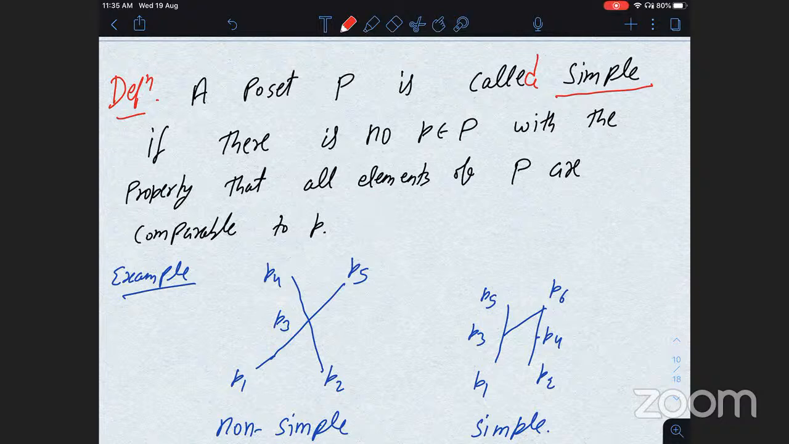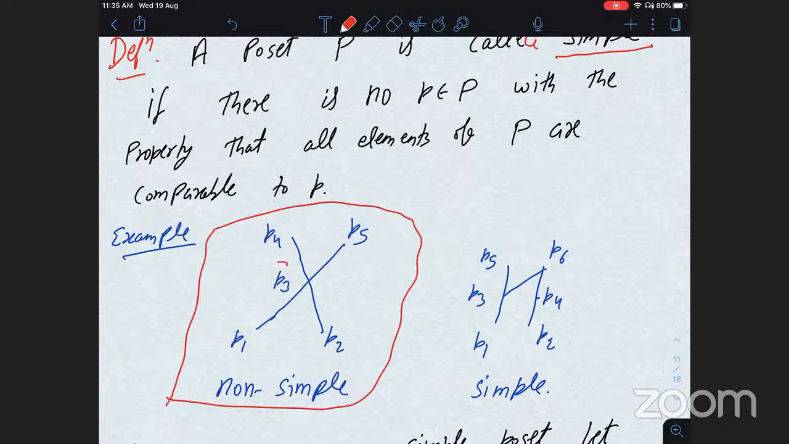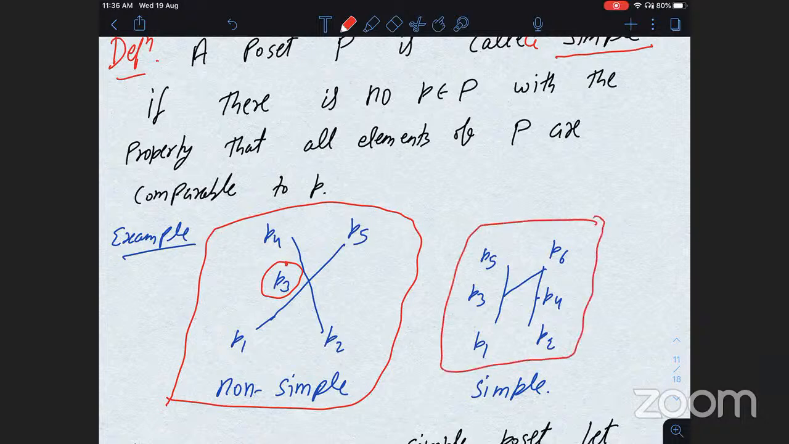For example, if we consider this particular poset, we have P3. Note that every element of the poset is actually related to P3. Either it is greater than or equal to P3 or less than or equal to P3. But in this particular case, there is no element in the poset that is comparable to every element of the poset. So this is a simple poset.